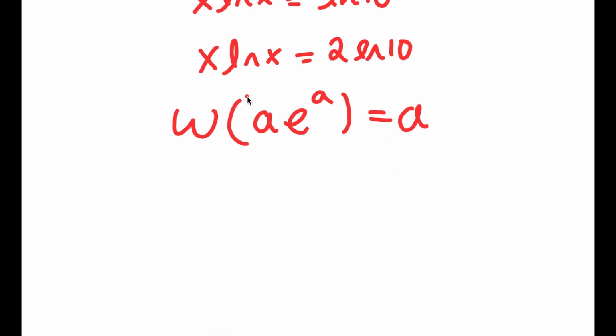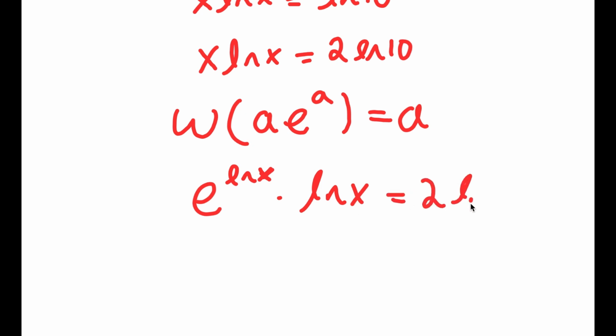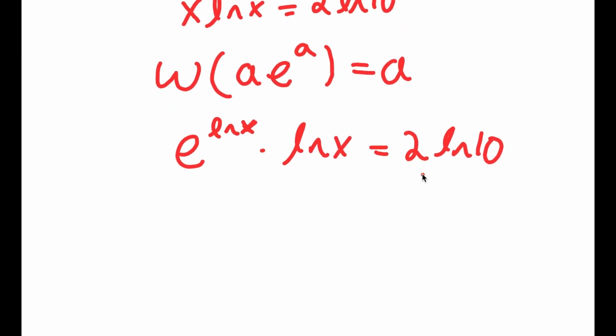So what I'm going to do over here is I'm going to rewrite x here as e to the power of ln of x, because the e and ln cancel out, and this results in simply x. So I'm just going to rewrite x as e to the power of ln of x, and I have this times ln x is equal to 2 times ln 10. And now this is in the form a times e to the power of a.